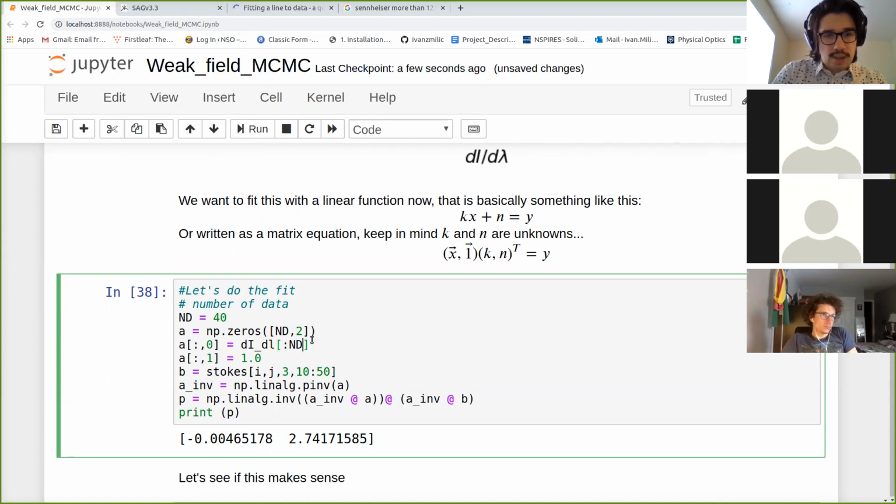And here we have 10 to 50. So what I'm doing here is that I'm making a matrix with dimensions N by 2. First column are values of X, which means DI over DL. Second column are ones. B is my right-hand side. These are the values of Stokes V, okay?